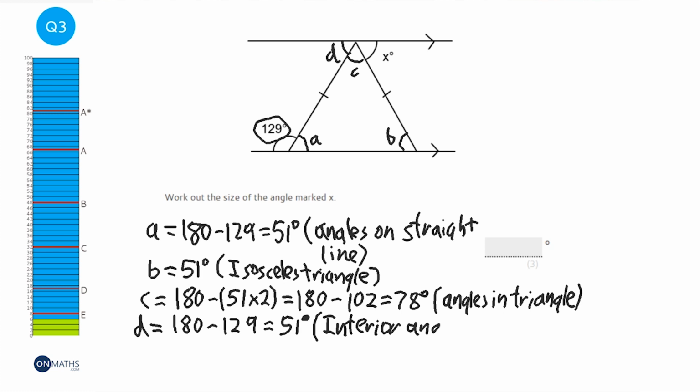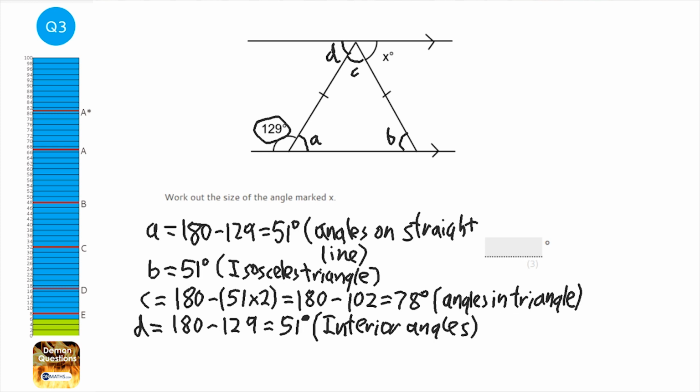Now, if you're a bit puzzled and think, oh, hang on, I've never heard of interior angles, some teachers call them co-interior angles, some teachers call them allied angles. With the other two, they must be corresponding and alternate, but with interior angles, there are different words that you can use to describe them.